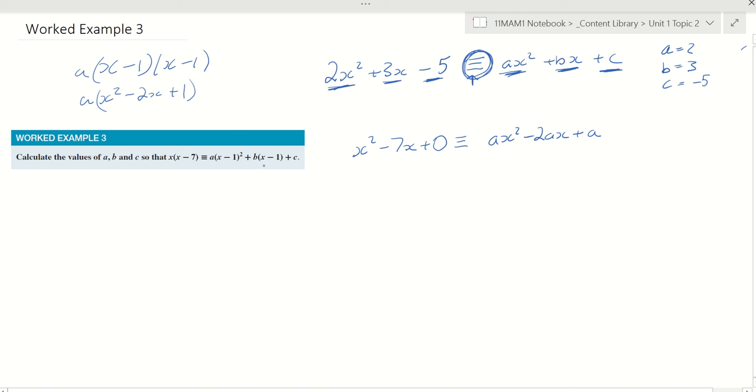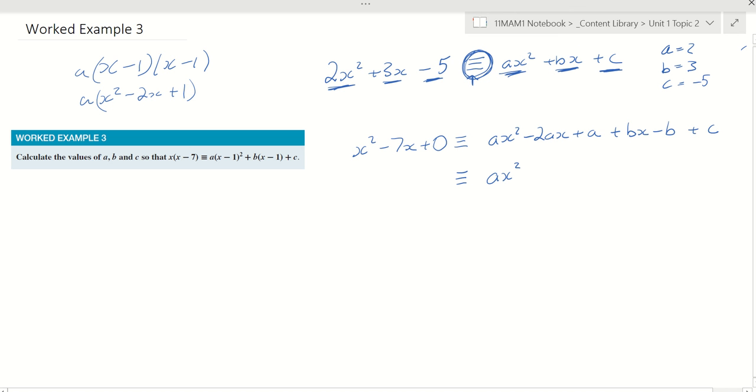Now we need to expand the x take 1 multiplied by the b. So we put in the b times x and the b times minus 1, and we end up with bx minus b, and the c is just left on its end. Now we want it in this format. We want to have x squared first, x second, and a c. So at the moment, I've got my x squared first. So equivalent ax squared.